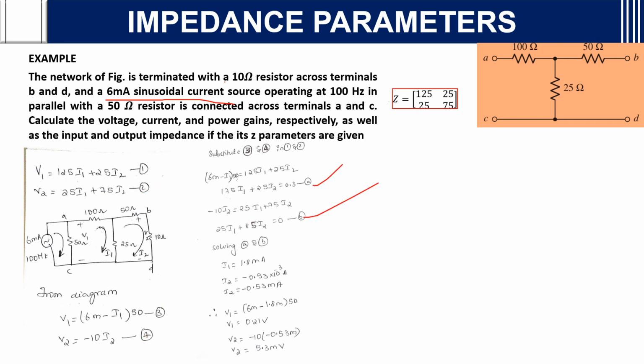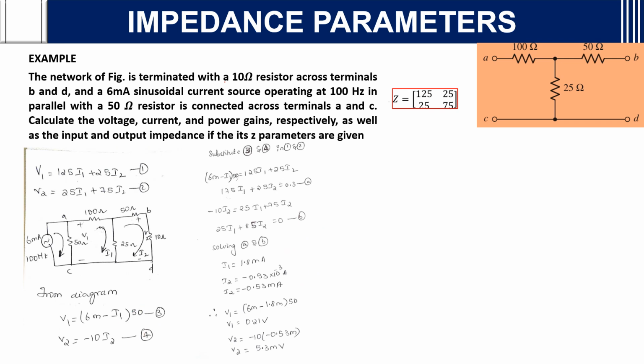Using a calculator, if you find the values of the two unknowns, I1 and I2, you will get I1 equal to 1.8 milliamperes and I2 equal to minus 0.53 milliamperes. You have now got I1 and I2. Here you need to find voltage gain, current gain and power gain, so you want V2, I2, V1, I1. We are left with V1 and V2. If you substitute the I1 and I2 values in equations 1 and 2 it is a big procedure, so instead substitute I1 and I2 in the equations for V1 and V2, and you will easily get them.